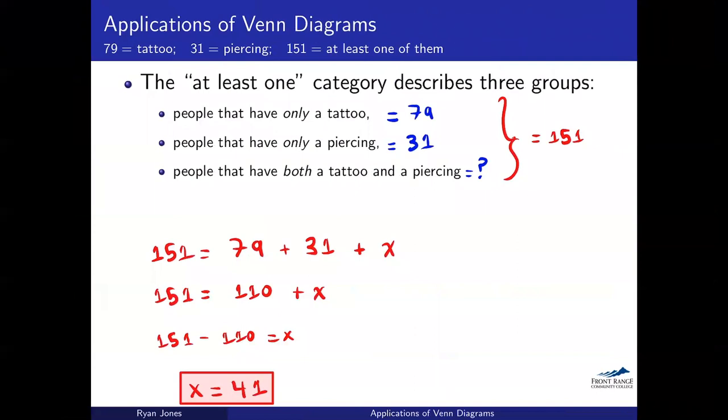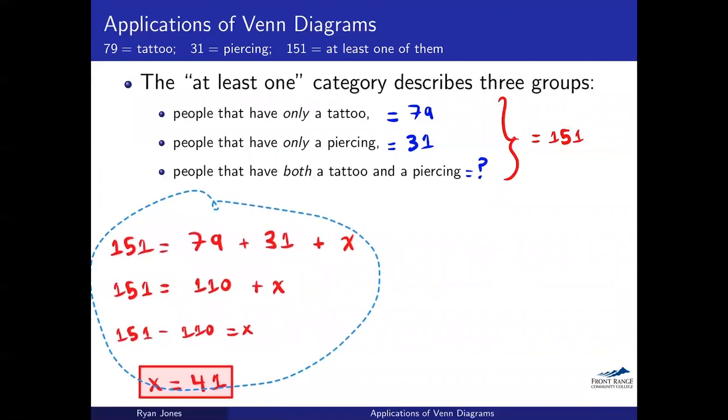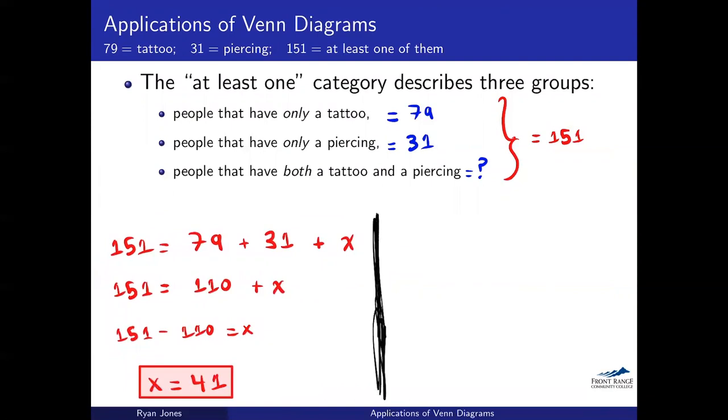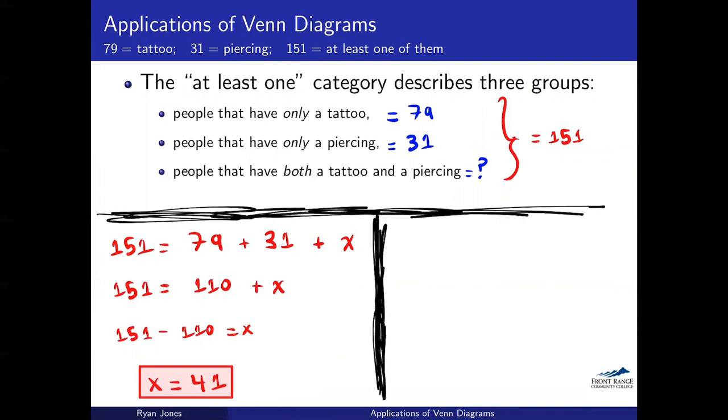That's fantastic. What we also want to be careful about is how many people have neither. And so what we can do here is first give ourselves a little bit more space. Let's go ahead and do that. So let's take a look now at the number of people that have neither. We know that there are some people that have only a tattoo, some people that have only a piercing, and some people that have both.